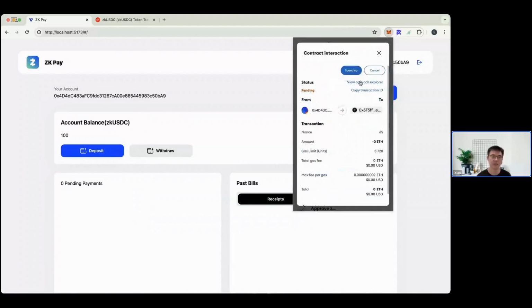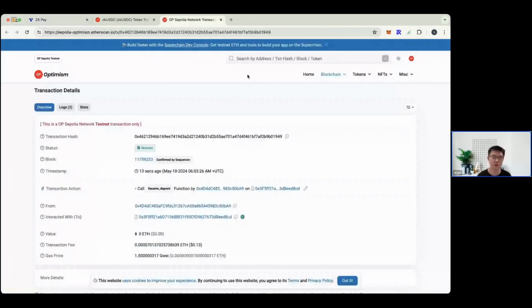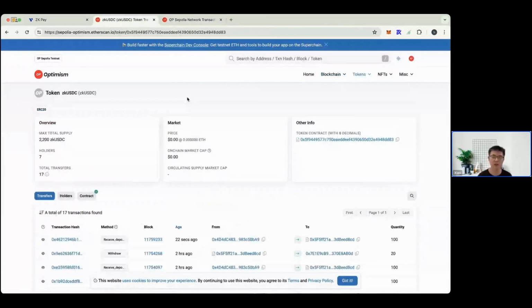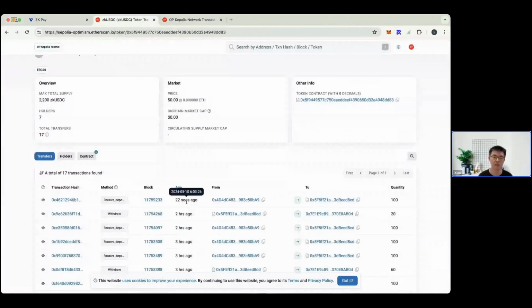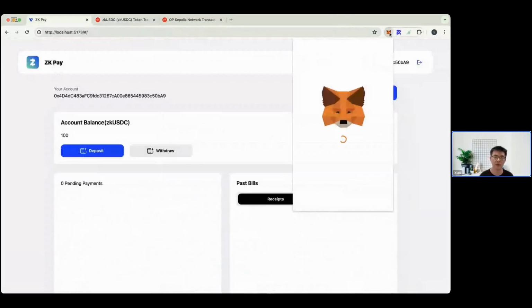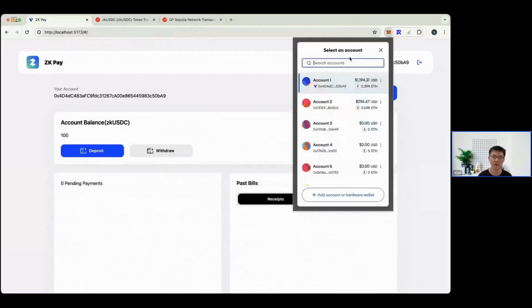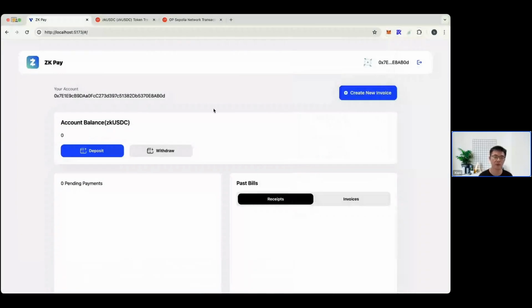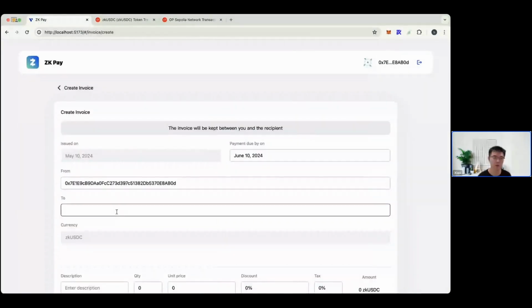If you look at the Explorer, you will be able to see the transaction is successful, and from the chain level you have actually transferred 100 USDC to our custody smart contract. So the fund is locked, and you have some fund in the zk payment layer. Now what we can do is switch to another account. We call it account 2, and we connect it to our application. You can see that the balance is 0. Now account 2 is the receiver of the fund.